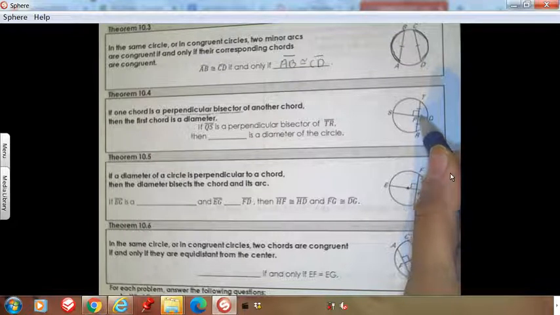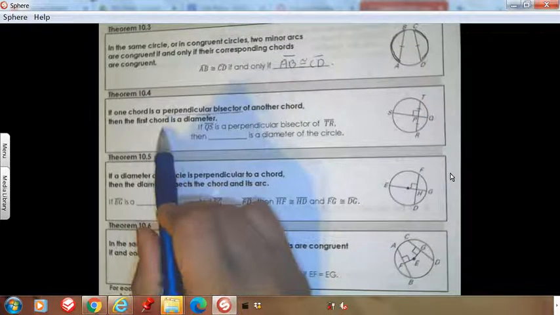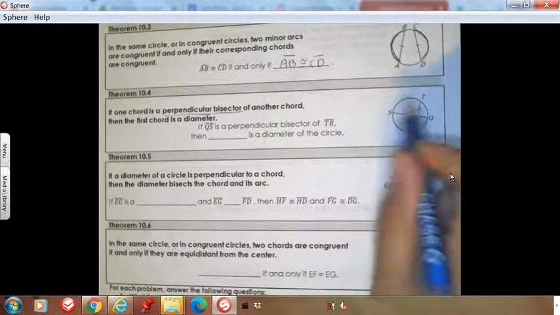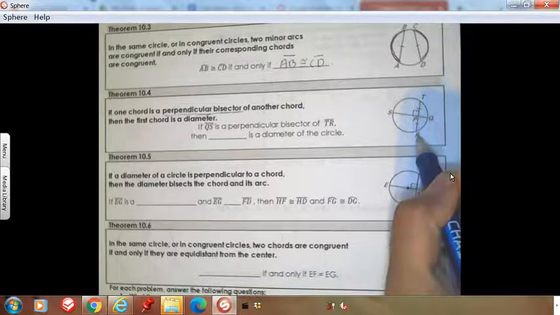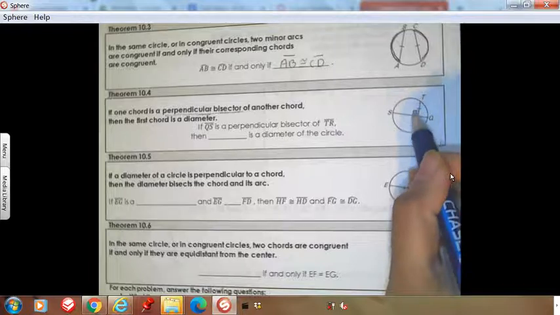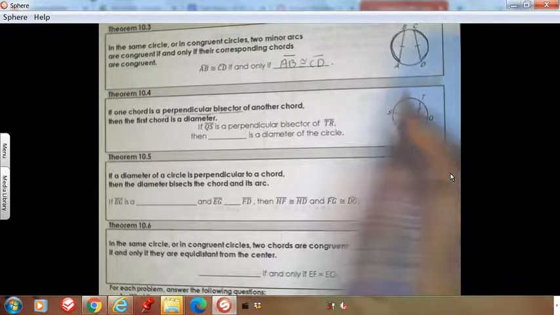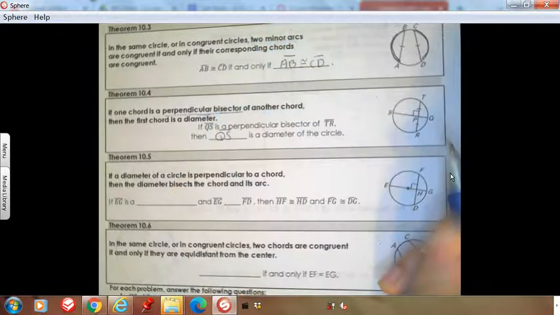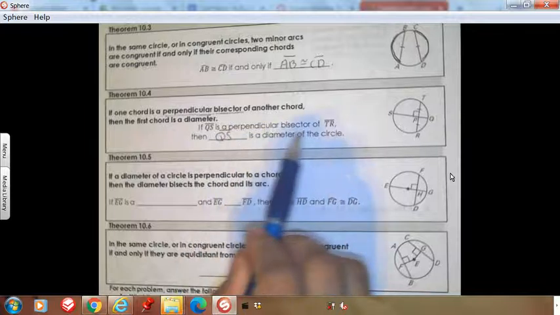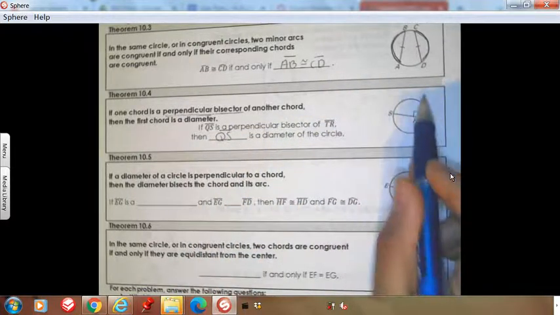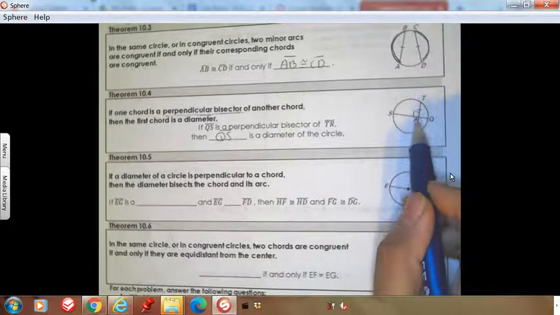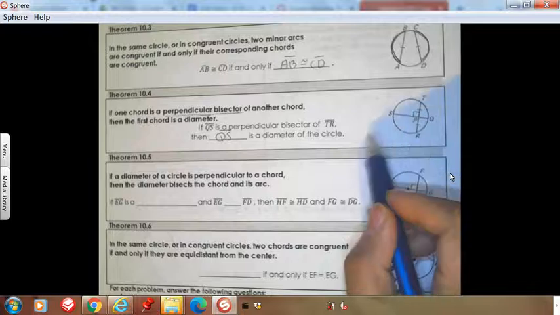And so when that happens, it's saying here that the first chord has to be a diameter. So this is an if-then statement, and this is what that theorem is saying. So in this diagram here, segment TR is the one being bisected, it's got the right angle, that means that QS would be the diameter of the circle, because if segment QS is a perpendicular bisector of TR, because QS is the one that's doing the bisecting, it's cutting TR into 2 equal, or congruent, halves, and also creating a right angle there. So when that happens, then it is a diameter.